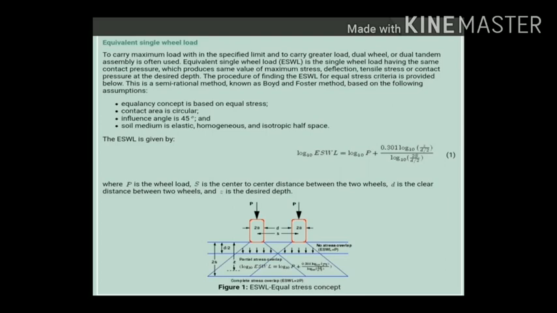The procedure of finding the ESWL for equal stresses criteria is provided below. This is a semi-rational method known as the boundary or Foster method based on the following assumptions. The equivalent single wheel load is given by the following equation, where P is the wheel load, S is the center to center distance between the two wheels, D is the clear distance between two wheels.